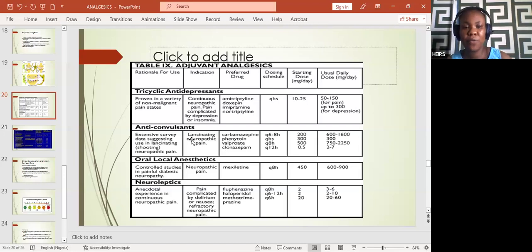So another class of adjuvant analgesics that you will come across in your line of practice is anticonvulsants. You know what convulsion is, that epilepsy kind of thing. So anticonvulsants are drugs that are used for seizure disorders. But in persons who have pains that are shooting, they call them lancinating pain. You know that blade that we used to cut when we have to do procedures? They're called lancets. So such pains feel like something is cutting them inside, or something is shooting inside, like you're poking them with something sharp.